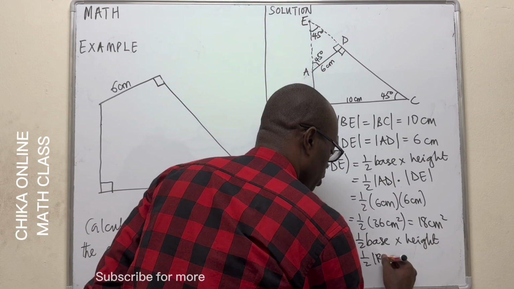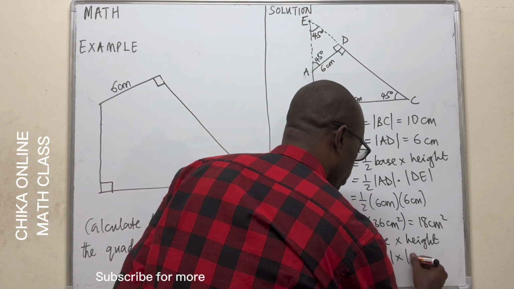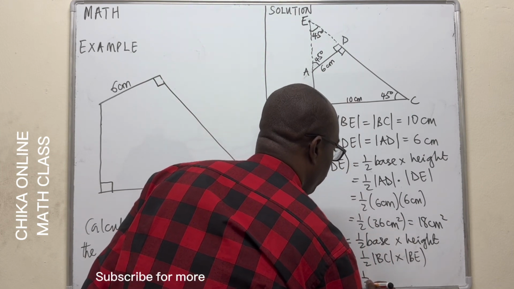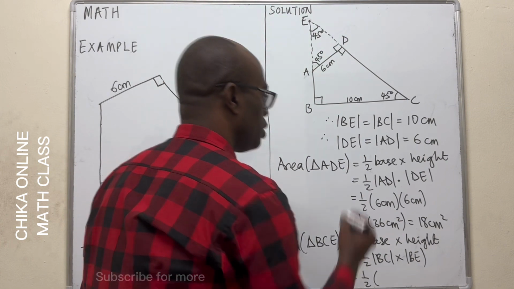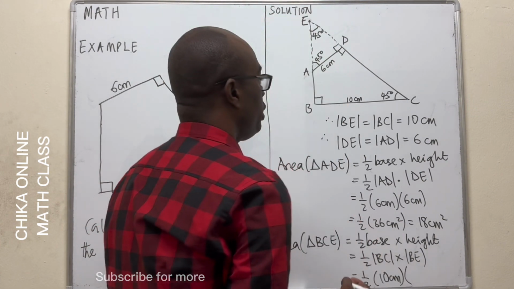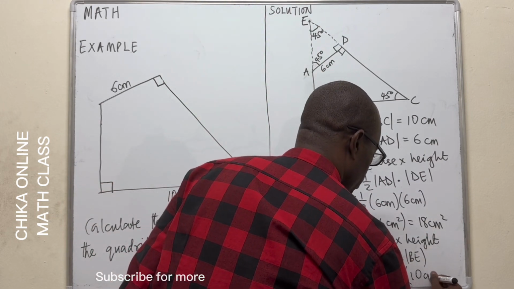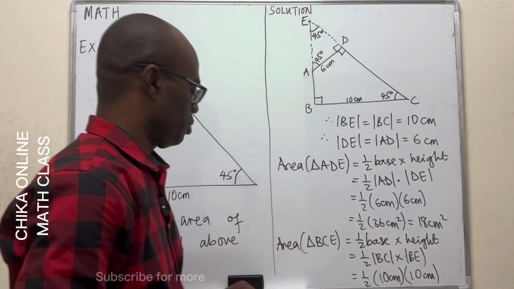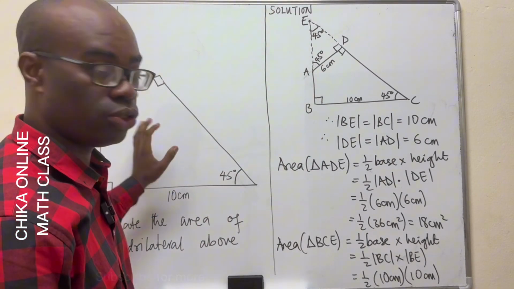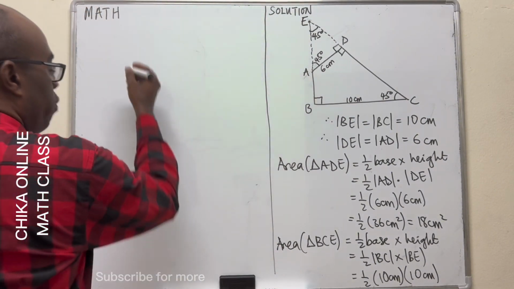BC times height. And what is our height? BE. So this is what? Half BC, which is 10 cm, times BE. What's our BE? Also 10 cm. Okay, let's continue. Let's wipe this place off and continue the solution here. Okay? Now, if we multiply this, what do we have?